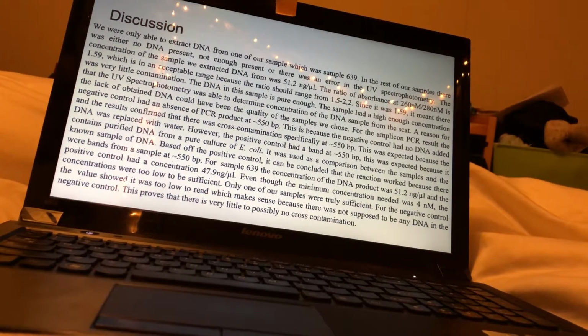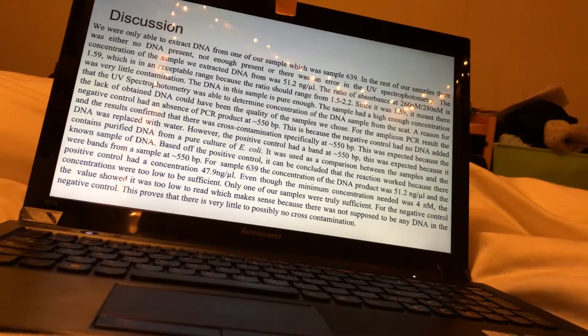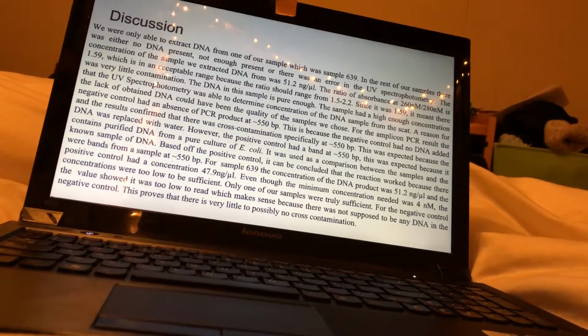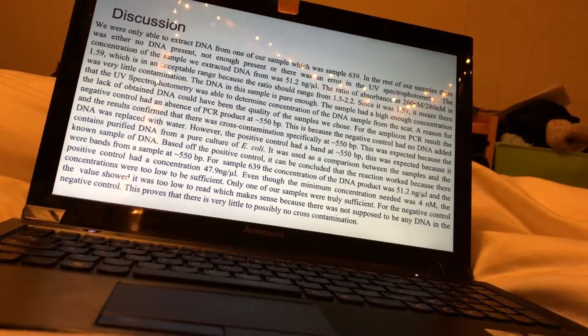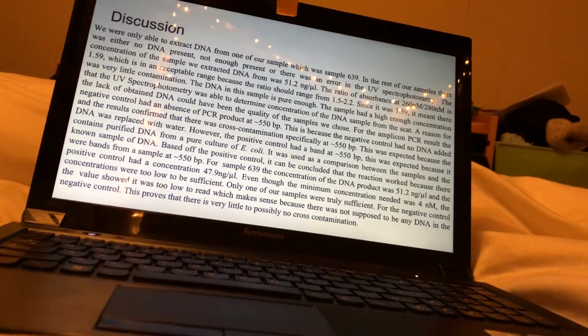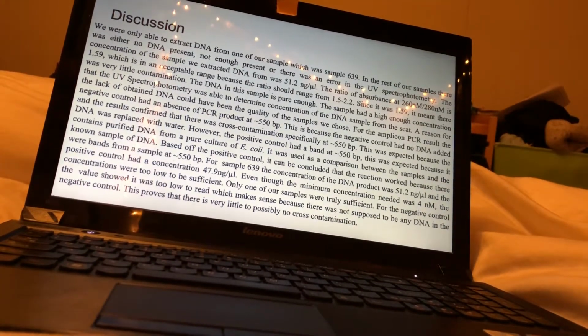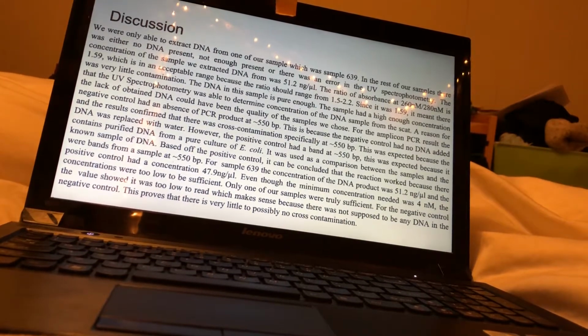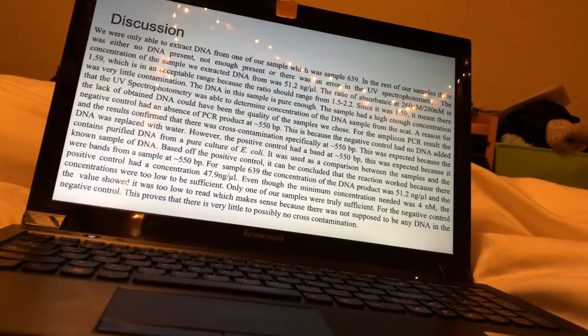This was expected because we did replace the DNA with water. For the positive control, we used the culture E. coli, which everyone is very familiar with. So we did yield results from that, and that was used as a comparison between the samples and our known sample of DNA. Based off the positive control, it can be concluded that the reaction did work because there were bands from a sample at about 550 base pairs.